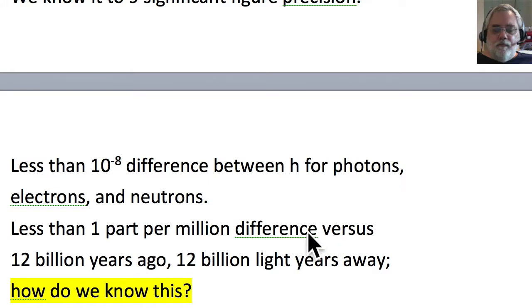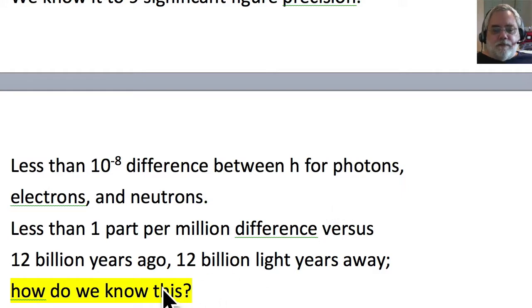Physicists know that there is less than a 1 part per million difference between Planck's constant measured here on Earth today versus in a star in a galaxy 12 billion years ago, where light has been traveling 12 billion light years to reach us. How do we know this? You might want to think about that and then come back to the video.